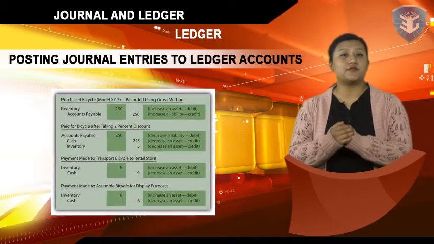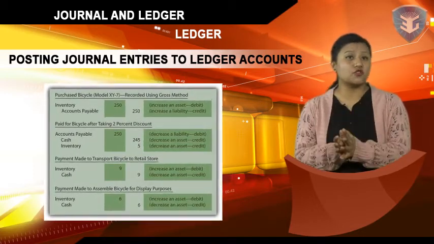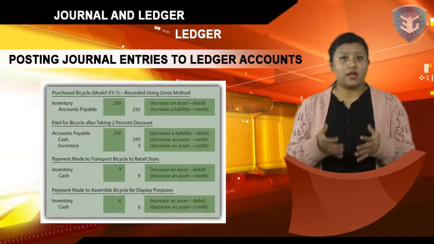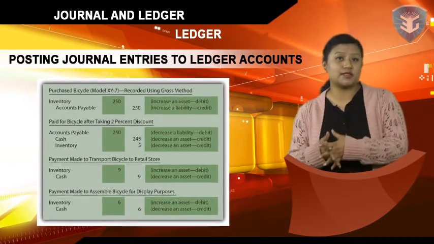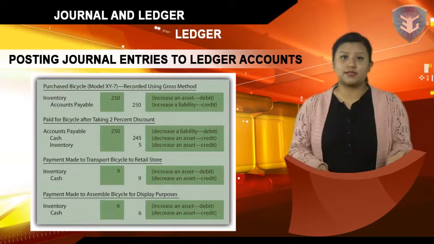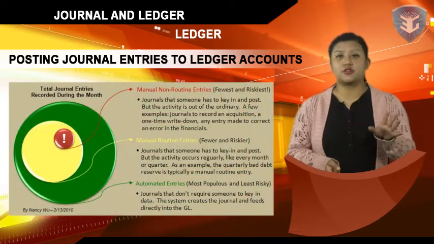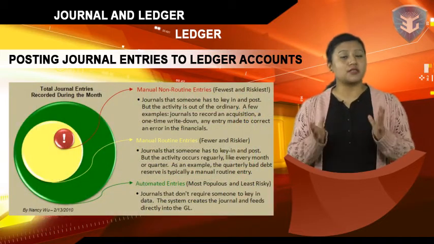The debit and credit values of journal entries are transferred to the ledger accounts one by one in such a way that the debit amount of a journal entry is transferred to the debit side of the relevant ledger account and the credit amount is transferred to the credit side of the relevant ledger account. After posting all the journal entries, the balance of each account is calculated.